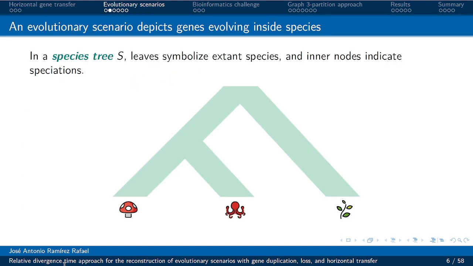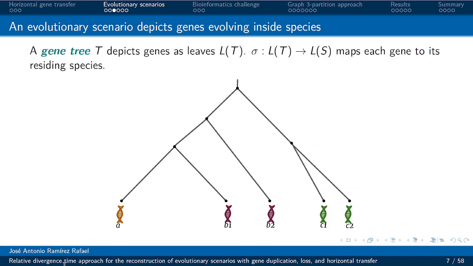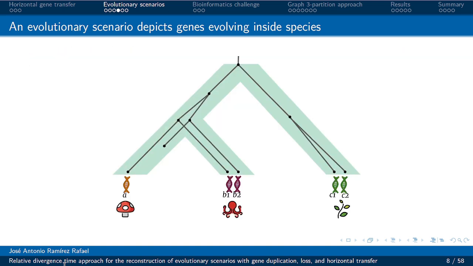Okay, so very quickly, I will recall some definitions. We have a species tree. We use trees to model evolution. So basically, evolution is a branching process, and in the leaves of the tree, we have species for a species tree. Also, we have a gene tree, in which the leaves are genes, and genes evolve inside the species, so we embed gene trees inside the species trees.